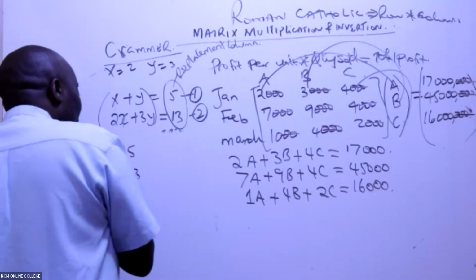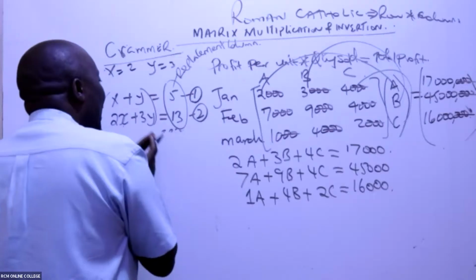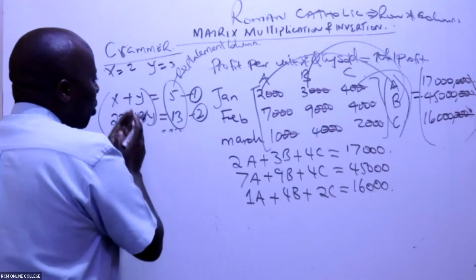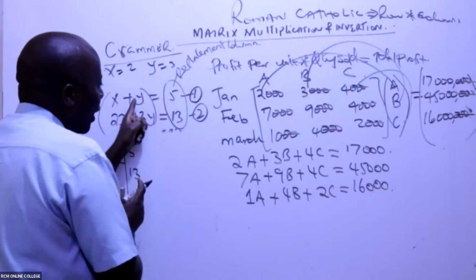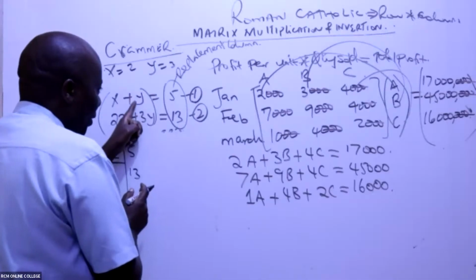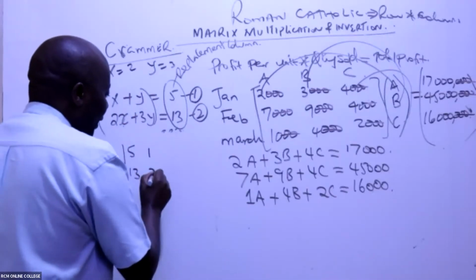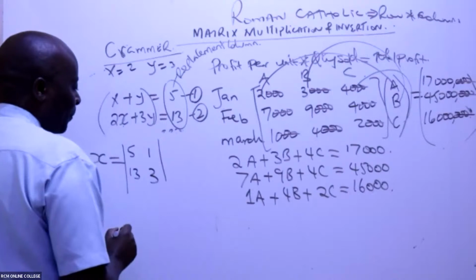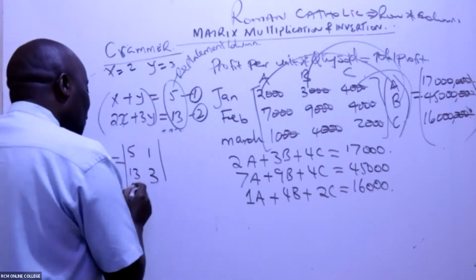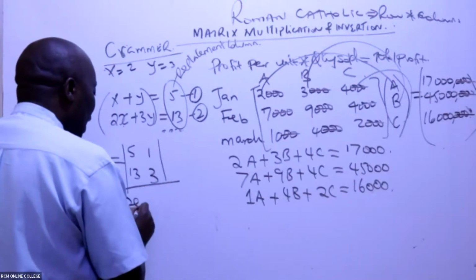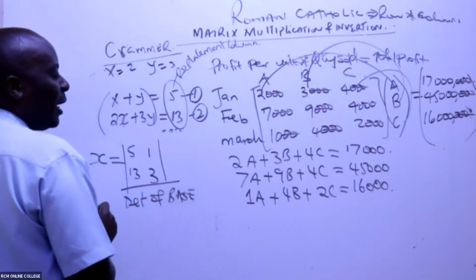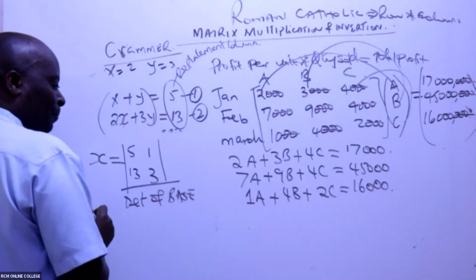If I'm getting X, then the column of Y remains. The column of Y, ladies and gentlemen, is 1 and 3. So you know here there is an implied 1. So you write here 1 and 3 like that. And if you want to get the value of X, you shall get the determinant of this divided by the determinant of the base.